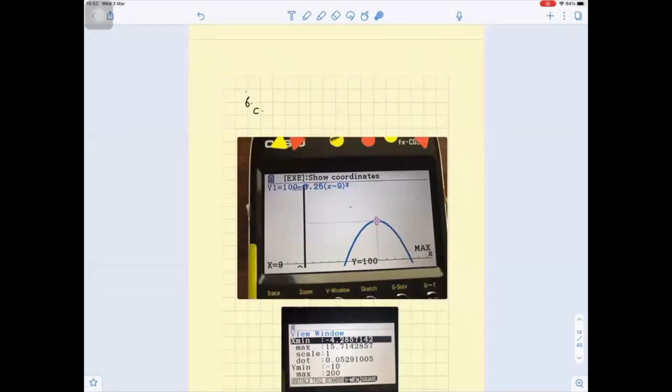And you can also plot y equals 100 minus 6.25 all bracket x minus 9 squared. So you would see here that maximum point when x is 9 and y is 100. So when x is 9, you get y to be 100. And that's what you put for the view window so you can see it clearly.